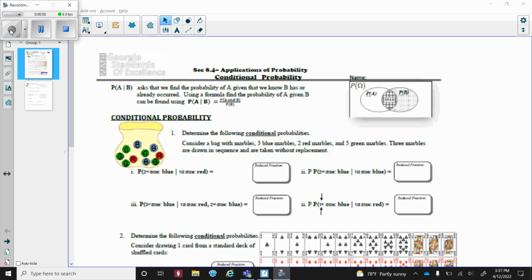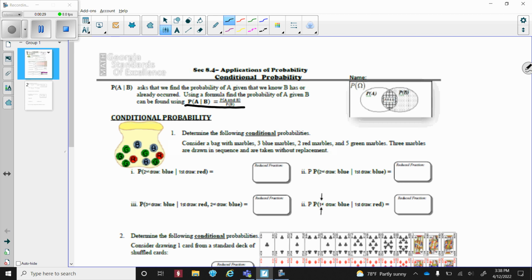In this video, we will be going over the conditional probability worksheet and how to solve it. If you look up at the top, we have that P(A|B). The way that you would read that is the probability of A given B. And there is that formula up there at the top that we see right here.